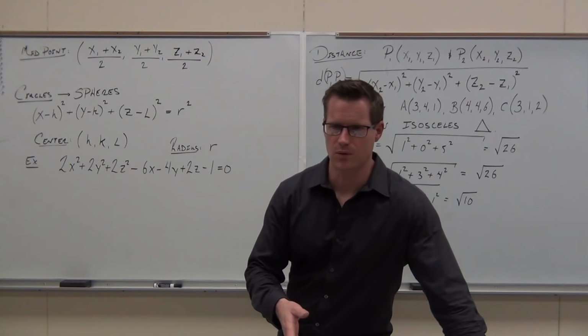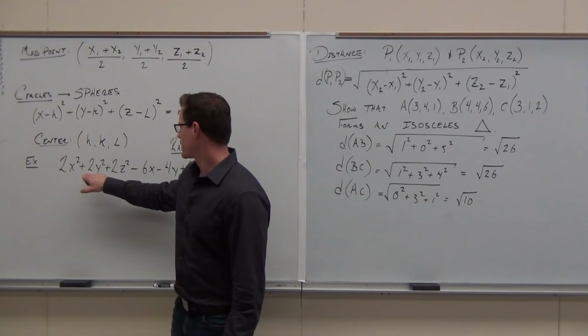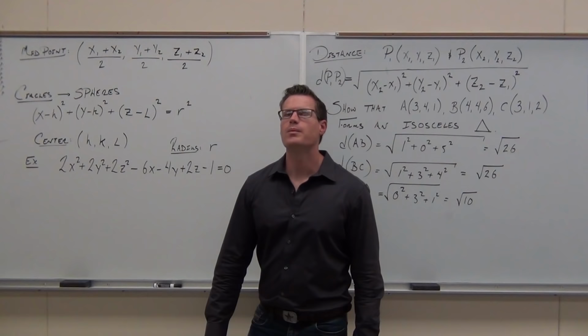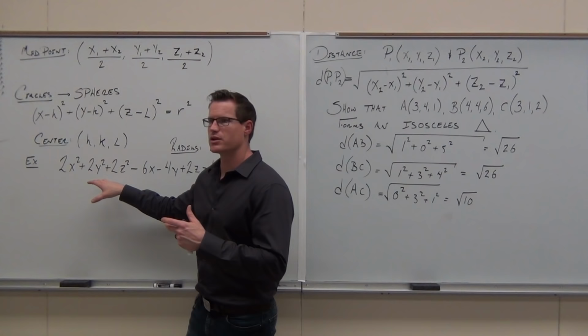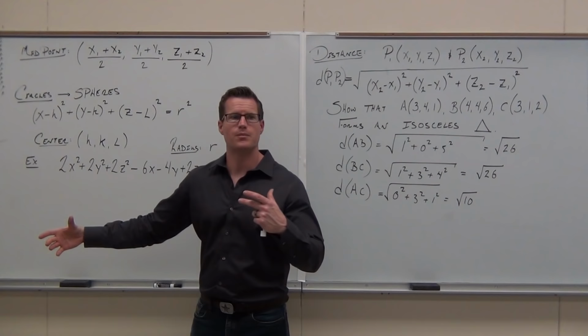Here's one of the concepts. Number one thing, if you have squares with the same number, no other squares, probably a sphere. It's probably going to be some sort of a sphere or at least a quadric surface. In that case, when you have squares with the same exact number, let's go ahead and try to group our variables. Let's try to get no coefficients in front of those squares because we're going to try to complete the square. That's the idea here.